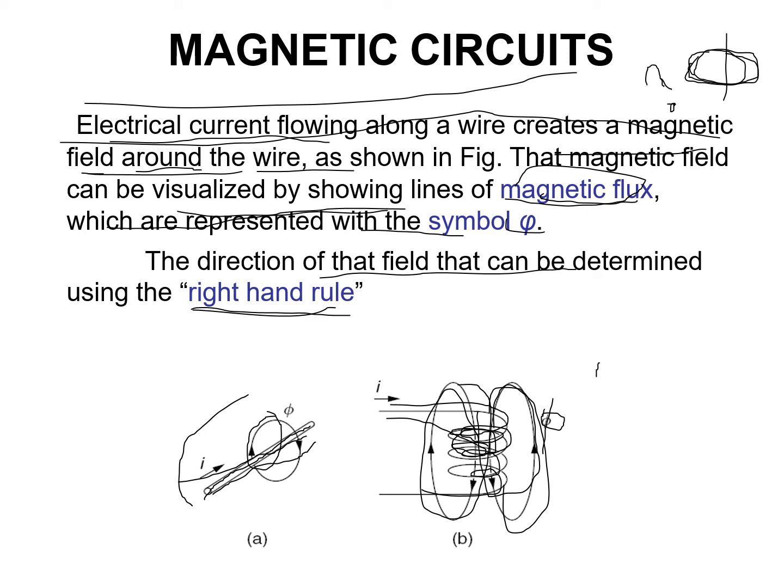The direction of the field can be determined using the right hand rule. The right hand rule is nothing but Fleming's right hand rule. Whenever a current carrying conductor produces a magnetic flux, that is called Fleming's right hand rule. So this is considered as a magnetic circuit.